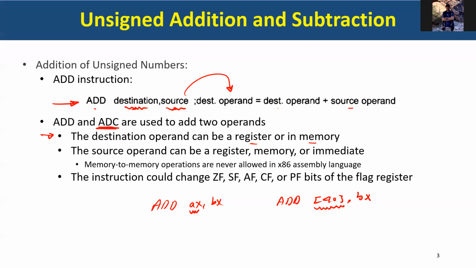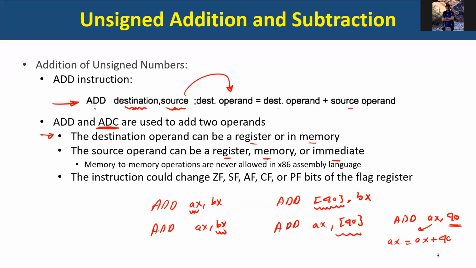The source operand by itself can be a register, memory, or immediate. So you can say add again AX and BX. Here the source is a register. You can say add AX and 40. Here the source is memory location number 40, or you can say add AX and 40, in which case 40 is not a memory location, 40 is a number. So this is equivalent to AX equals AX plus 40. So add 40 to what's inside the AX register and update the register AX with the result of the addition.